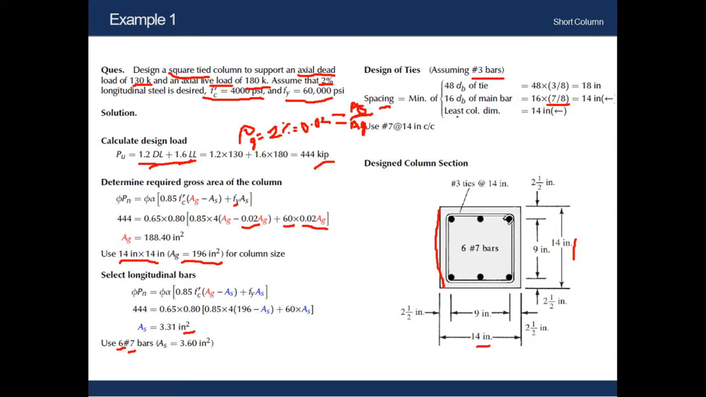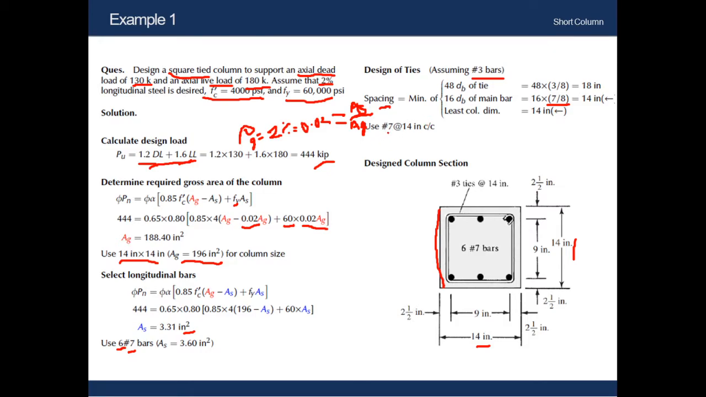And third, the least column dimension. We have our dimension as 14 inch by 14 inch, so the least dimension is 14 inch. From these three, which are 18 inch, 14 inch and 14 inch, the least value is 14 inch. So the minimum lateral reinforcement spacing, or the tie spacing, should be 14 inch. We have concluded in this way.